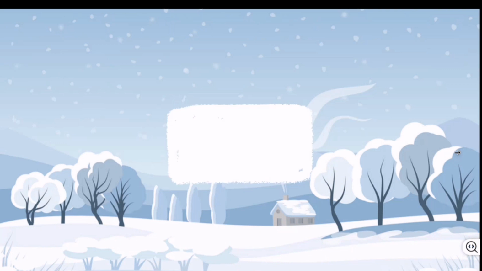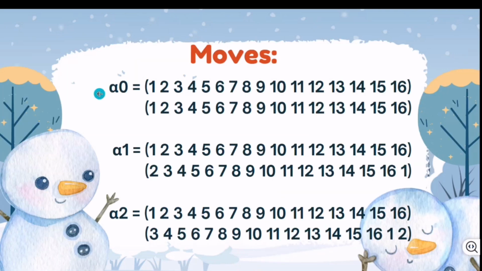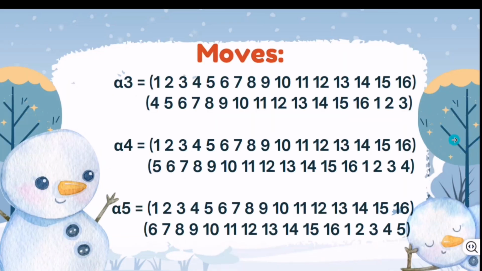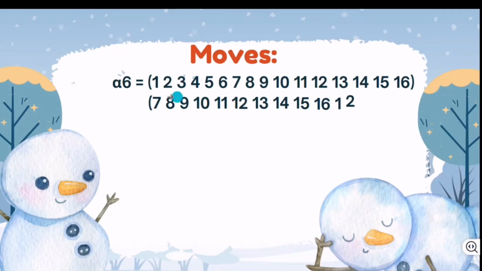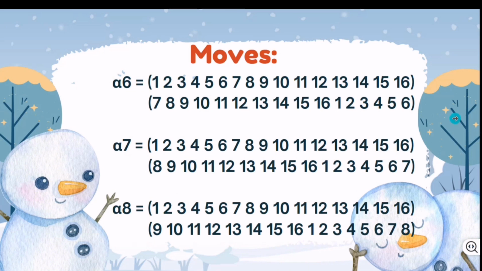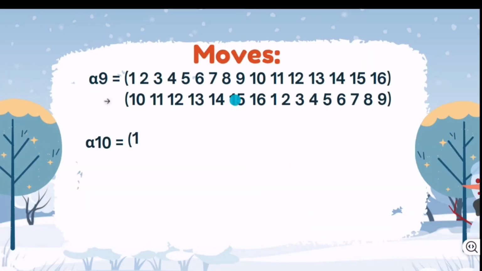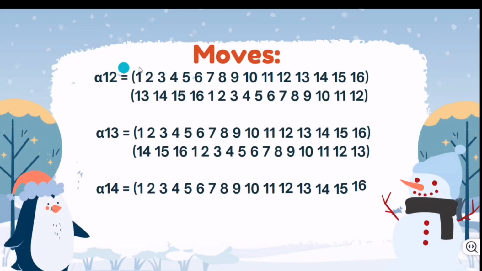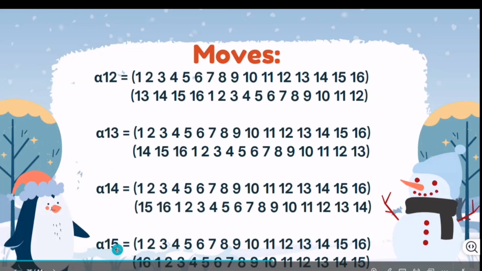And here are the moves. We have alpha sub 0, which is our identity element, alpha sub 1, alpha sub 2, alpha sub 3, alpha sub 4, and alpha sub 5. And we have alpha sub 6, alpha sub 7, and alpha sub 8. And we have alpha sub 9, alpha sub 10, alpha sub 11. And we have alpha sub 12, alpha sub 13, alpha sub 14, and alpha sub 15.